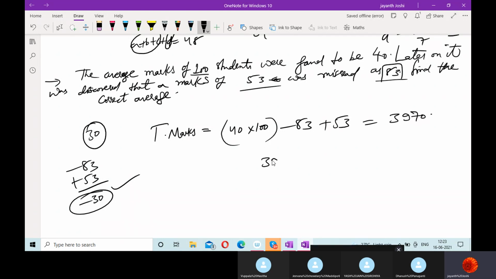How many students are there? 100. So 39.7 is the correct average. All of you do this.